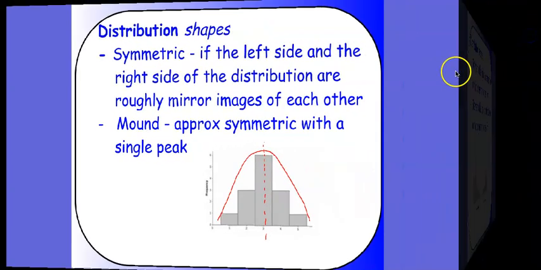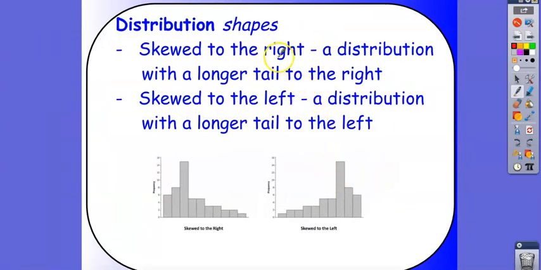Another way to describe it would be whether it is skewed to the right or skewed to the left. What you want to think about there is a tail. You see how this one has a tail that's a lot longer on this side than over here, so it's skewed to the right. Look at this tail. It's a lot longer over here than it is over here, from the mean. So it would be skewed to the left.